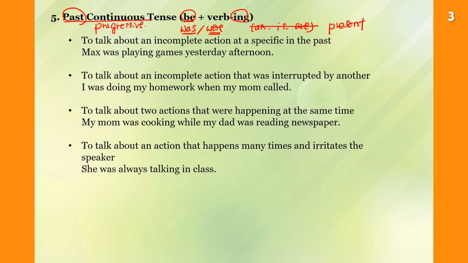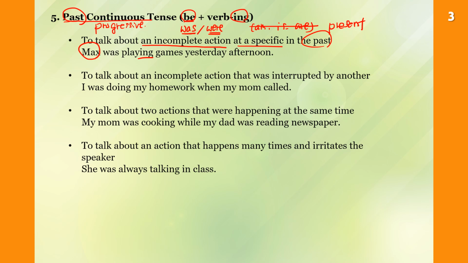Past continuous is used to talk about an incomplete action at a specific time in the past. So it was not done. So it was ongoing. Max was playing games yesterday afternoon. So when I saw Max, Max was playing. He didn't finish playing the game.